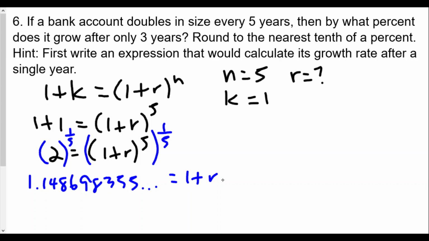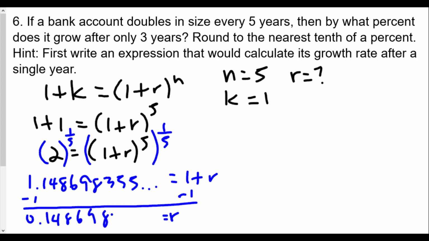And so we subtract 1 on both sides. And so r is equal to this value of 0.148698355, and so on and so forth. Now you're probably wondering, should I round off now? Well, here's the thing. I'm going to leave it this amount. I have this number in my graphing calculator because this is my r value, and the question is asking for 3 years. So what I want to figure out is the effect after 3 years.